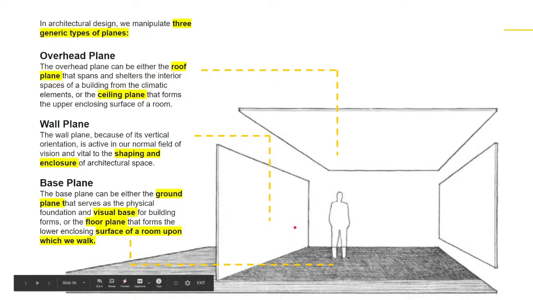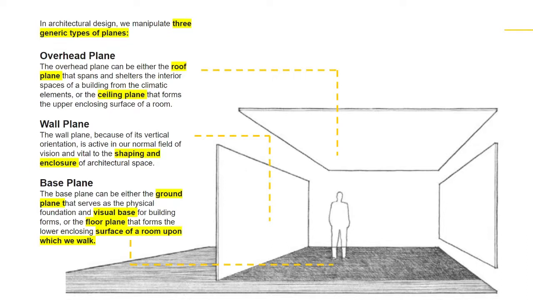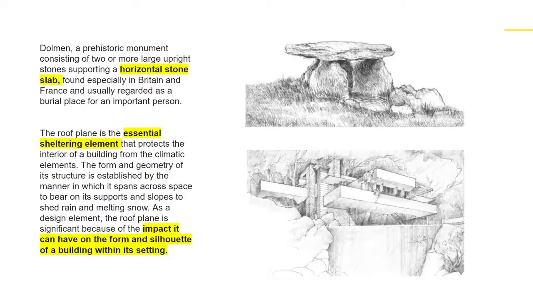The wall plane, because of its vertical orientation, is active in our normal field of vision and vital to the shaping and enclosure of our architectural space. So it is very integral when we utilize these planes in translating our ideas, what we're trying to relay through visual communication.